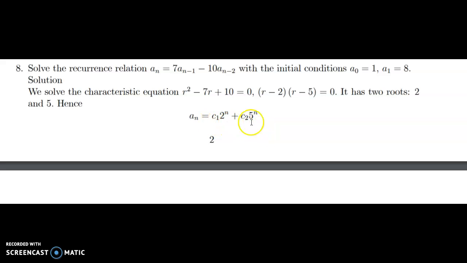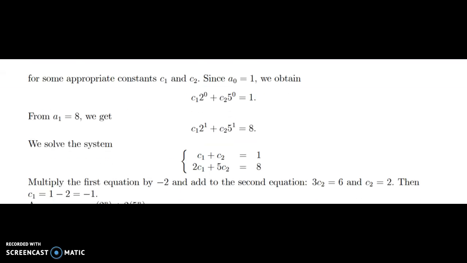And we determine these unknown coefficients C1 and C2 from the initial conditions given in the problem. Replace n with 0 here, we get A0 equals C1 plus C2. 2 to the 0 is 1 and 5 to the 0 is 1. So this is the first equation. And then replace n with 1, you get this. Because A1 is given in the problem to be 8, you get this equation. Now simplify, you get this system.